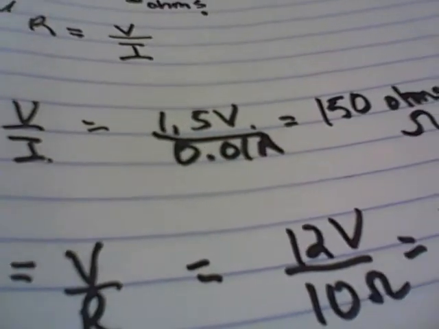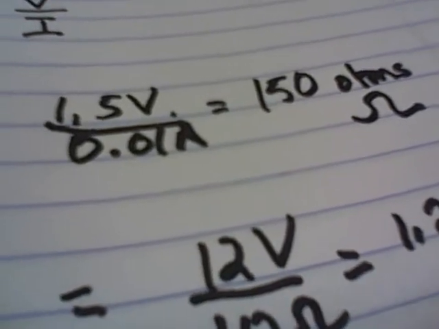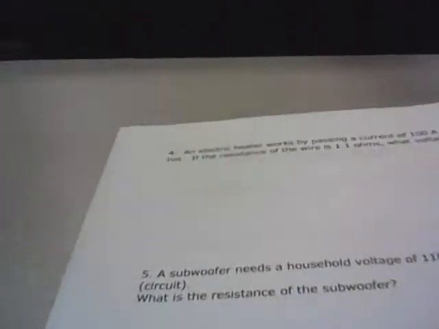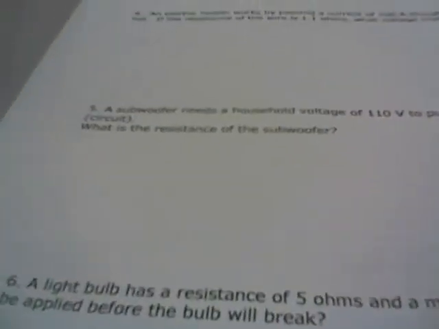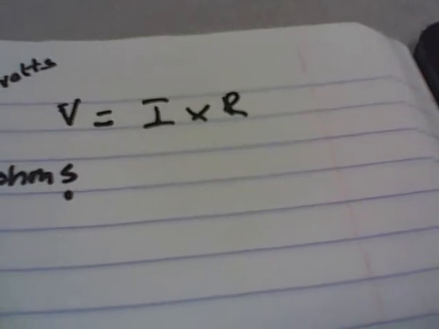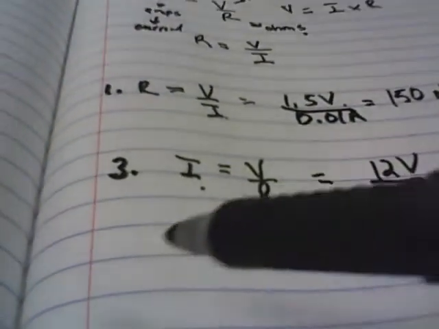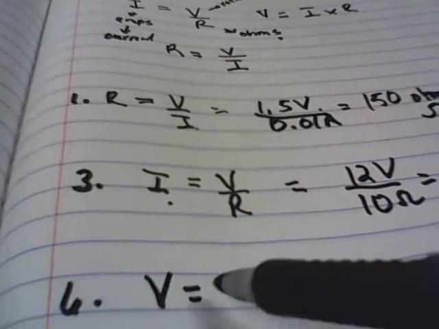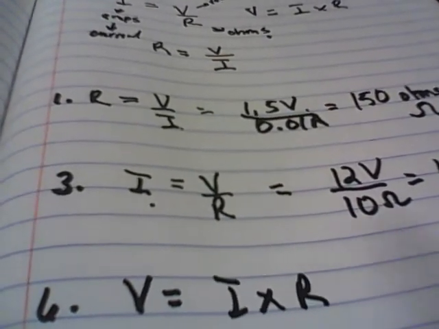Let's try and find one that asks us for voltage. So if we take a look at the sheet, let's see, number 6. Number 6 says a light bulb has a resistance of 5 ohms and a maximum current of 10 amps. How much voltage can be applied before the bulb will break? All right, so it asks us how much voltage. And because we know voltage uses this equation here, V equals I times R. So for number 6, let's write that down. V equals I times R.